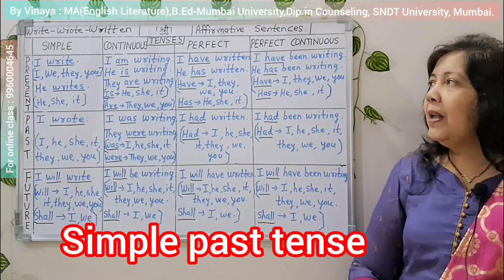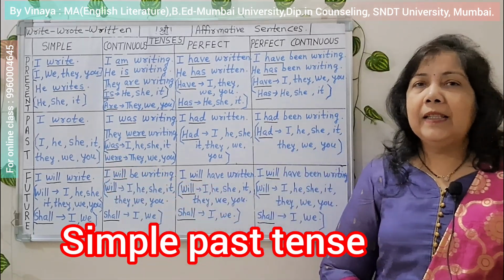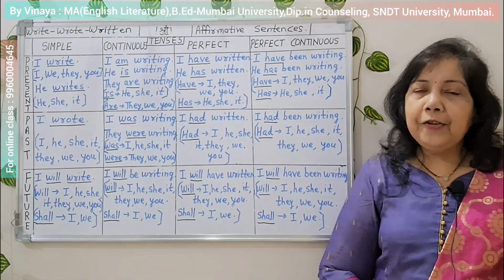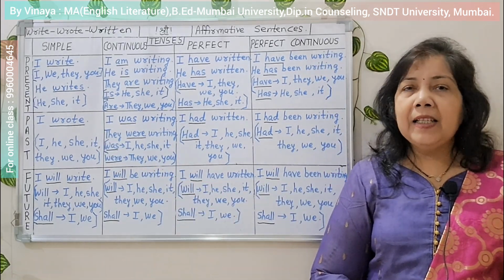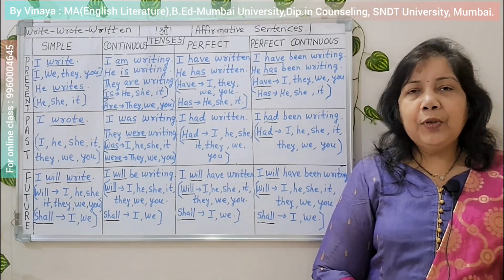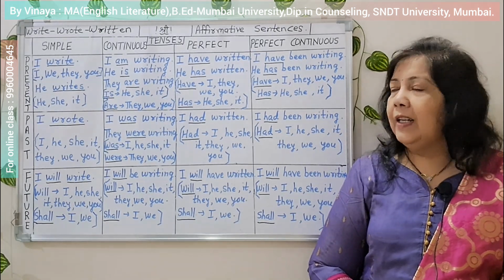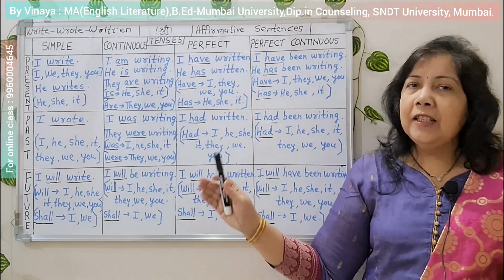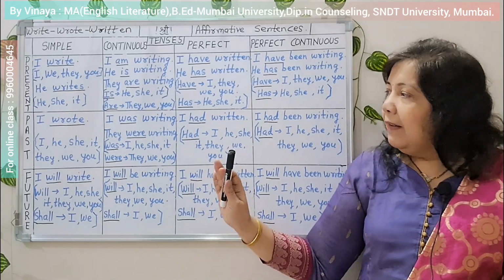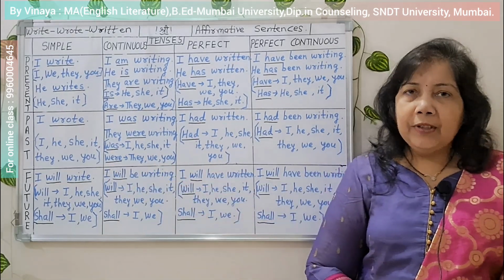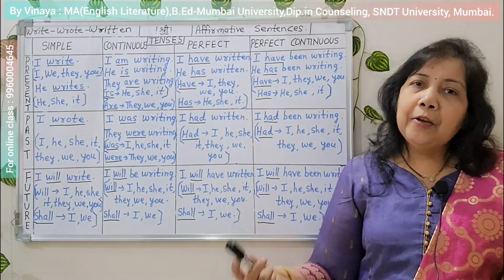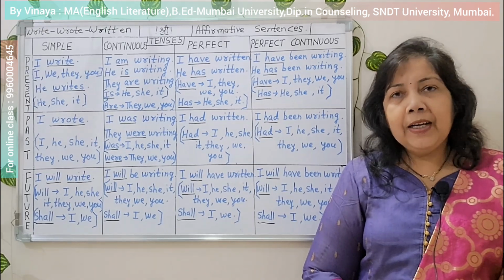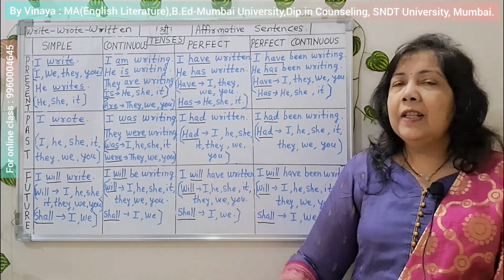The first one is simple past tense. Example: I wrote. Construction: subject plus the past tense of the verb, subject plus V2. So here I have written only one example, I wrote, because there is no change according to the subject. Whichever noun or pronoun you are using, the verb should be wrote. When to use this tense: when any action is completed in the past, that time we use this tense.